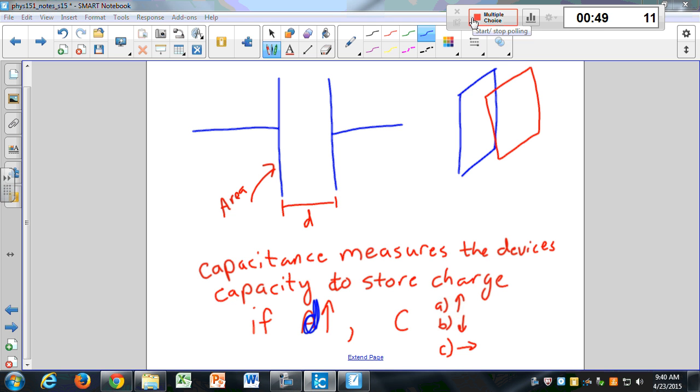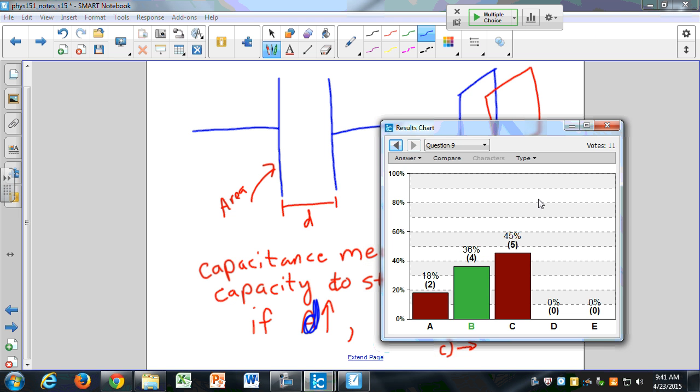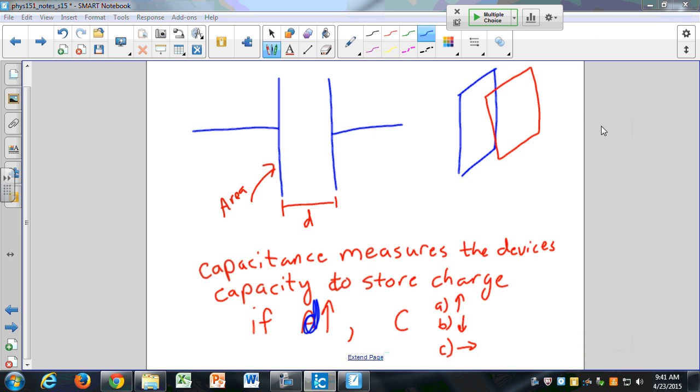All right, I'm going to stop at 55. Y'all were all over the board on this one, so no reason necessarily that you'd know the answer. All right, B is the right answer. If I pull these plates further apart, that capacitance is going to decrease.